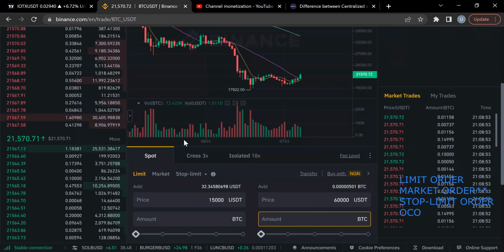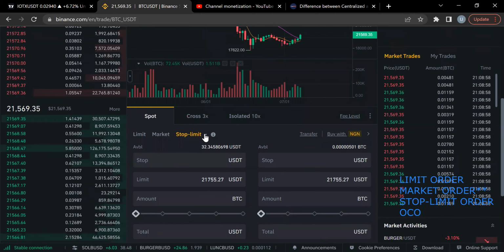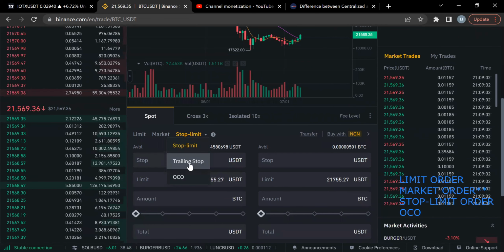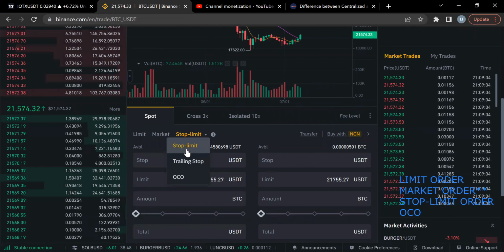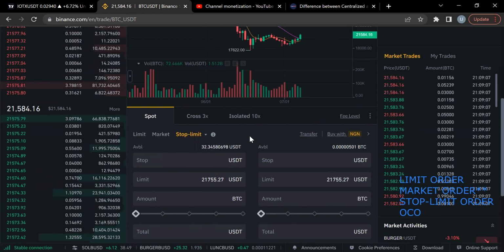Now we have another type of order. You can see it here. We have stop limits. Under this stop limit, we have OCO. I won't talk about trailing stop. We'll talk about trailing stop later. But for now, we'll just talk about stop limit and OCO. Now, stop limit is the opposite of limit.